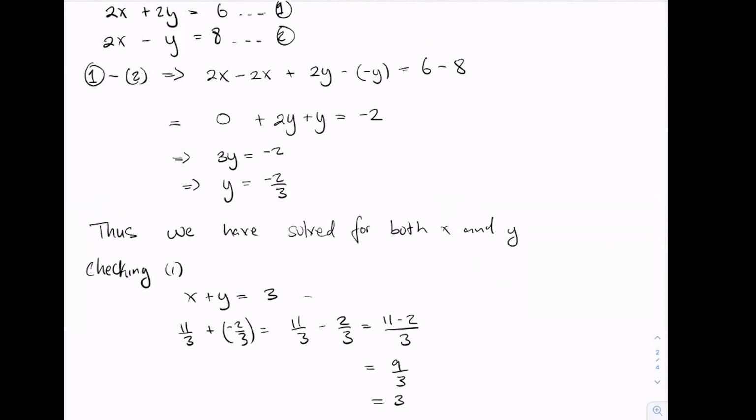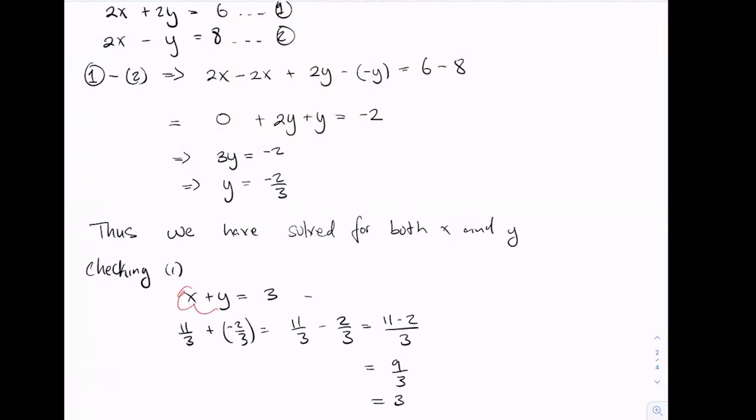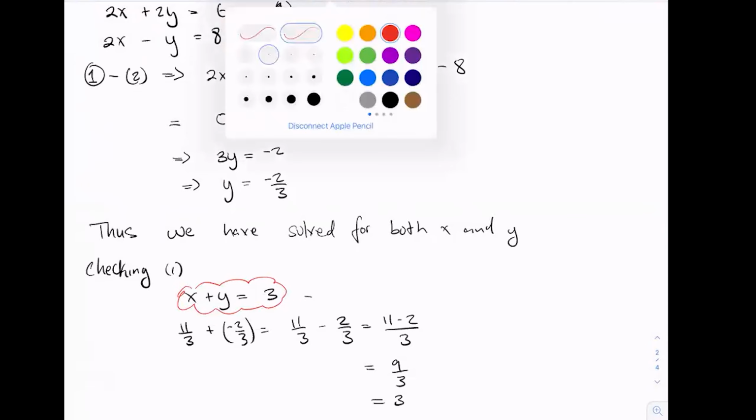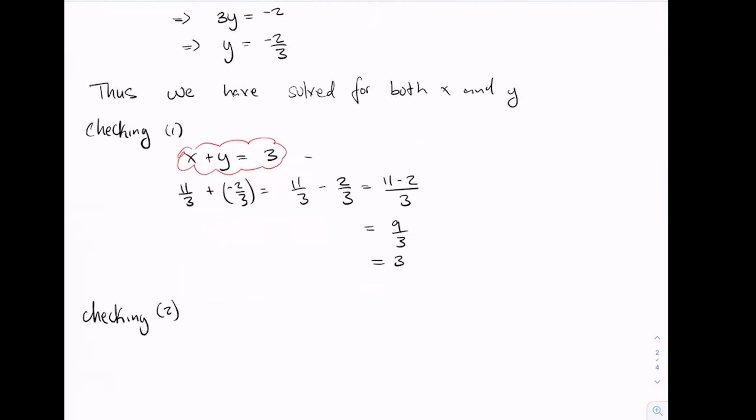So therefore, we already knew from equation number 1 that the answer should have been 3, once I add my x and my y. So therefore, these values that we just solved for work for equation number 1. But how do we know if they work for equation number 2? We have to check as well. So let's check equation number 2. We see equation number 2 was 2x minus y equals 8.